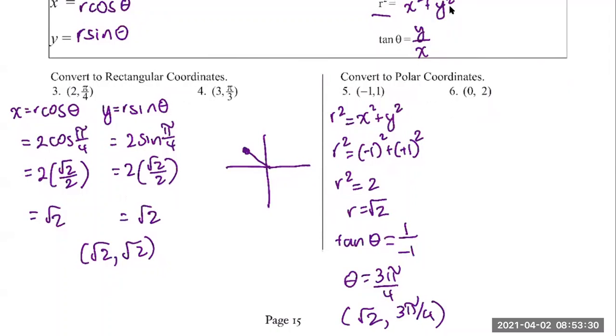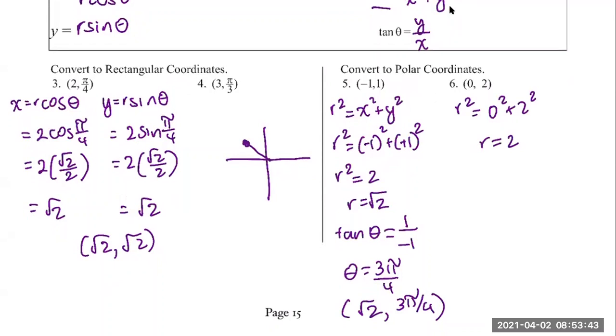Okay, let's do the last one, number 6, as 0 comma 2. If I were to figure out what the radius measure for this would be, I'm squaring both and I get r is equal to 2. 0, 2: if you guys were to picture where 0, 2 is, what's the angle measure that would get you 0, 2 on that particular axis? What angle measure would put you at 0, 2?